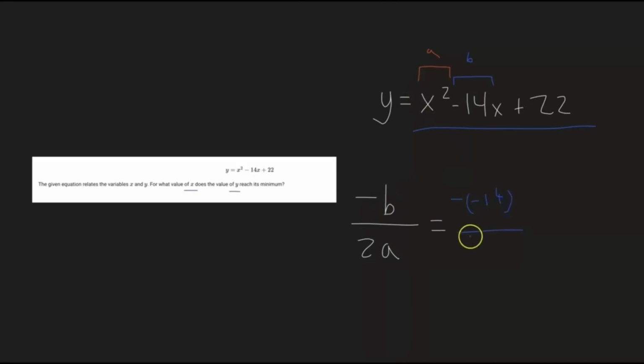And then for the bottom part, let's change to red. We know a is just going to be 1, so that should be 2 times 1 is 2. And so therefore, we will get the following. We will get, change to green, we will get 14, right? Because a negative of a negative is going to be positive over 2. And so 14 over 2 is going to be 7. And so 7 will be our x-coordinate of the vertex. And we know the vertex here represents the minimum of where y will reach its minimum. The smallest solution to the equation.